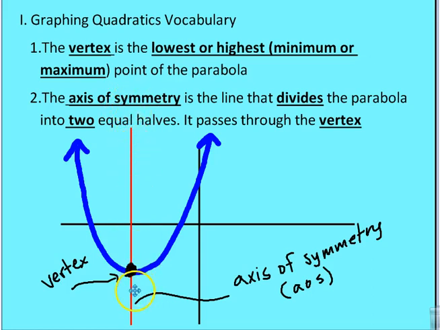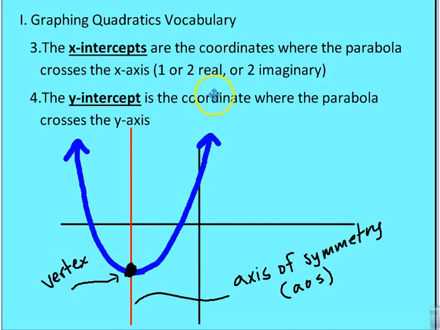We also know that the axis of symmetry divides the parabola into two symmetrical or equal halves. That axis of symmetry goes right through the vertex. That's very important to understand because in some cases we're going to get the vertex from the axis of symmetry, and in other cases we're going to get the axis of symmetry from the vertex. So we know that both the vertex and the axis of symmetry have the value of x in common. We are not going to talk about parabolas that are oriented right or left, just up or down for this particular video.